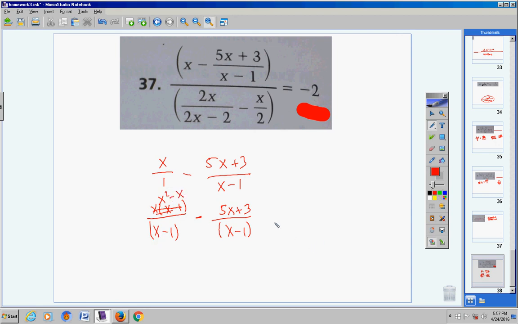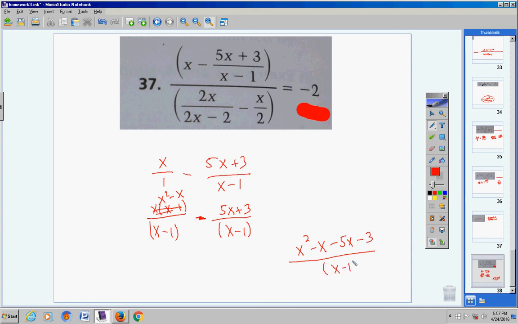Now, don't forget this negative sign here changes all of these signs over here. So my entire numerator becomes, are you ready? X squared minus x from right here. And positive 5x becomes negative. And positive 3 becomes negative. And that's all over x minus 1.